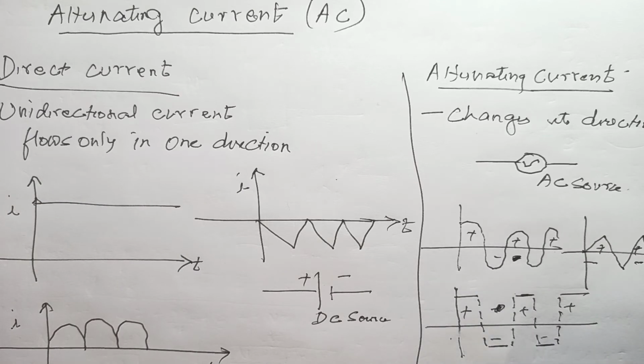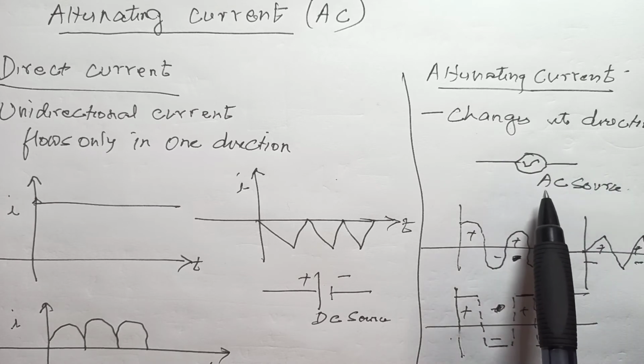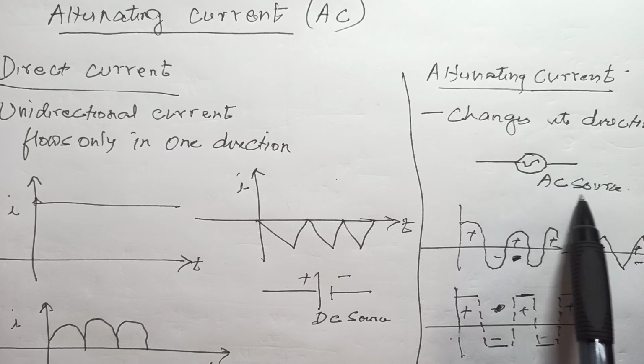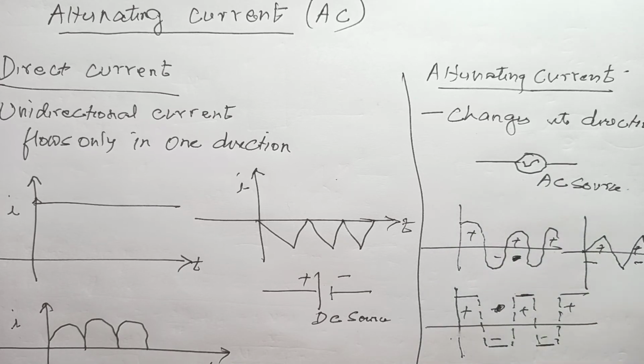So it's in both directions. Now what it does is it changes its direction, right? And the symbol used for an AC source is this, as you see here. Okay, so this gives a basic understanding of what is the difference between alternating current and direct current.